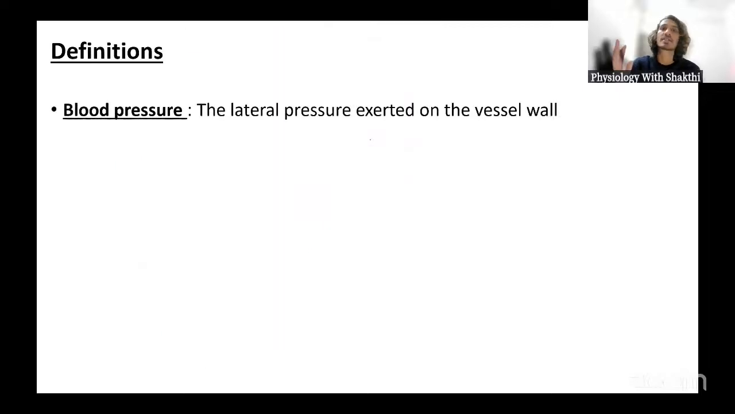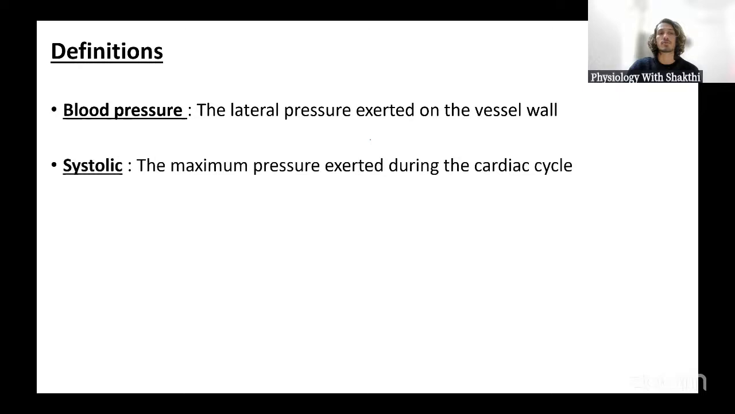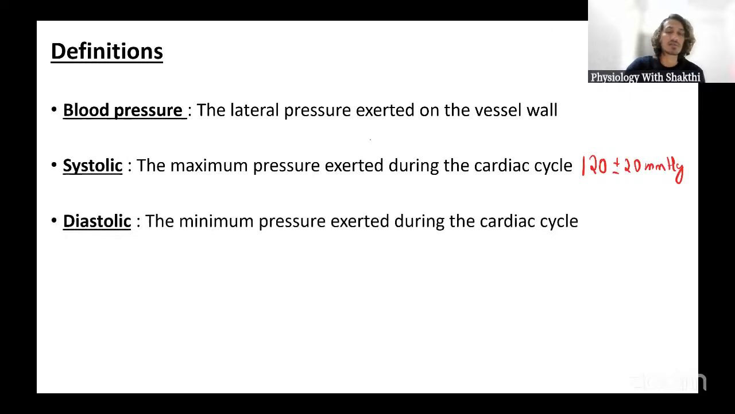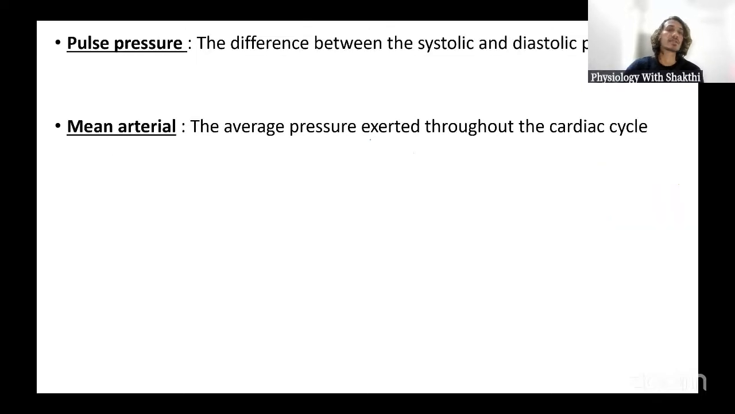Blood pressure is the lateral pressure exerted on the vessel wall. Systolic blood pressure is the maximum pressure exerted during the cardiac cycle. Okay, normal value is also given. Diastolic is the minimum pressure exerted during the cardiac cycle. Pulse pressure is the difference between systolic and diastolic pressure. Mean arterial pressure is the average pressure exerted throughout the cardiac cycle. That is given by the formula diastolic BP plus 1/3 of pulse pressure.